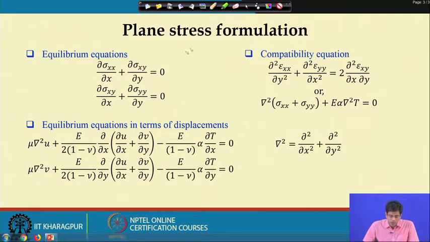Now, the equilibrium equation remains the same for a 2-dimensional body. We are considering the body force to be 0, because even a constant body force will not generally affect it. We have seen that the compatibility equation does not change at all. But if the body force is a function of x and y, then obviously the compatibility equation will change, and that discussion has also been done earlier.